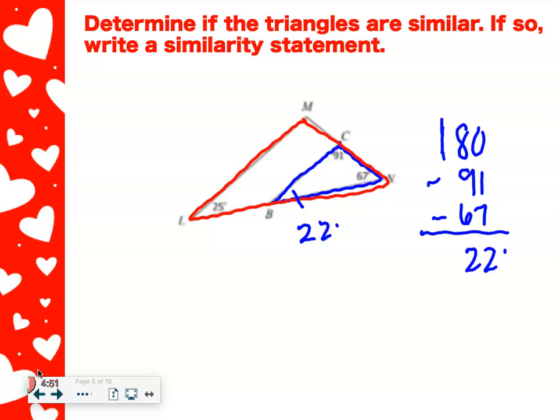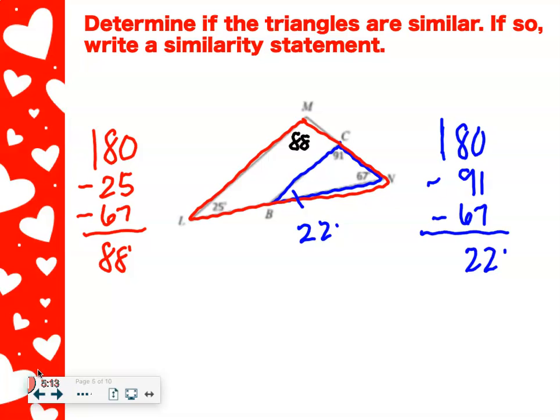Well, I want to find M. How am I going to find the measure of angle M? 180 minus 25 minus 66. Yeah, that's an angle, and that's an angle, so subtract those from 180. 180 minus 25 minus 67. 88?